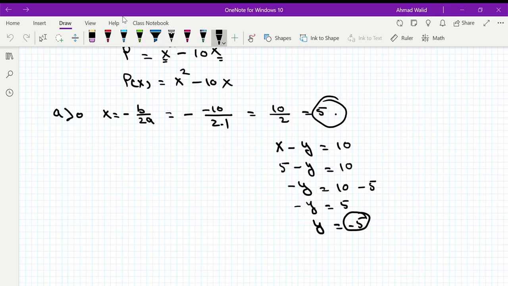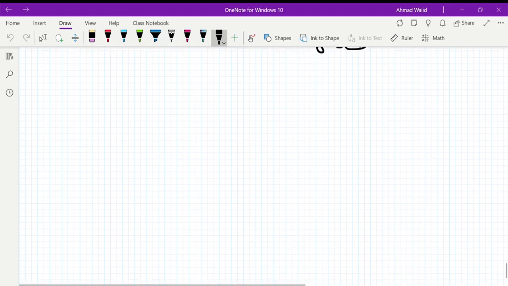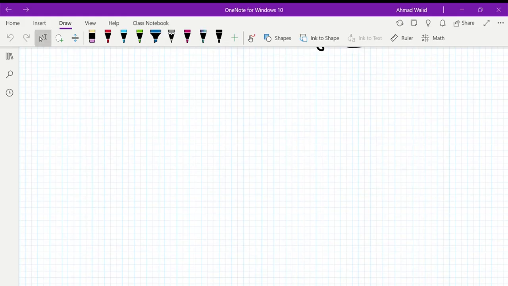This is how you deal with the word problems. Let's do another one, then I'll stop the lecture. For example, you have 100 yards of fence at home, right?